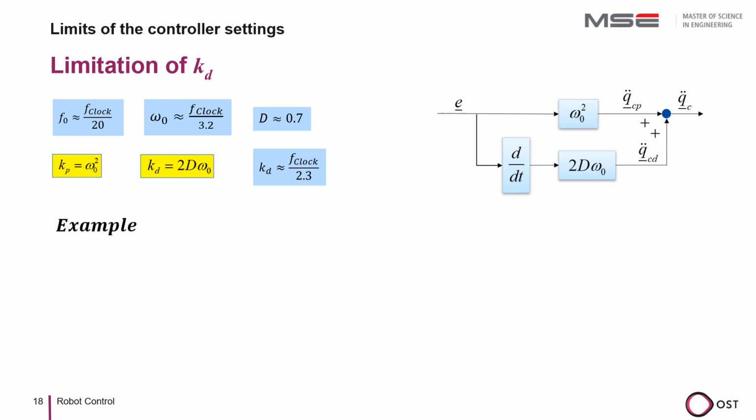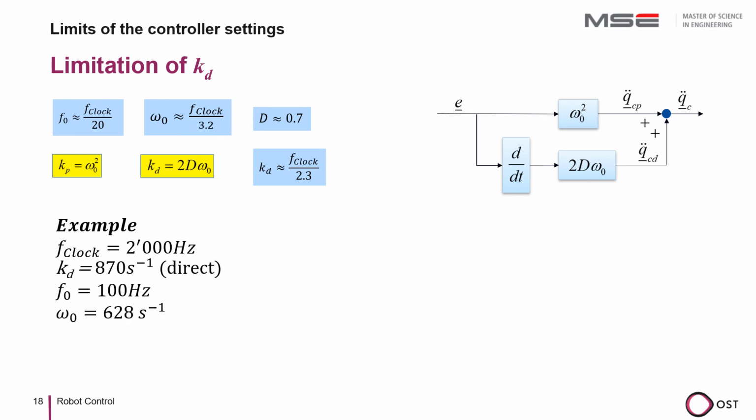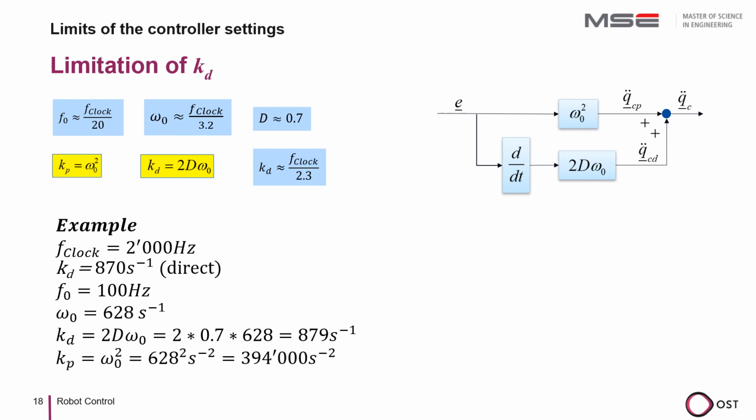Let's look at an example. The clock frequency is 2 kHz. Kd directly calculated is 470 seconds to the power of minus 1. The controller bandwidth F0 is 100 Hz when using the rule of 20. Kd calculated using omega is 879 seconds to the power of minus 1. Omega is 628 seconds to the power of minus 1. Kp is omega squared and thus 394,000 seconds to the power of minus 2.